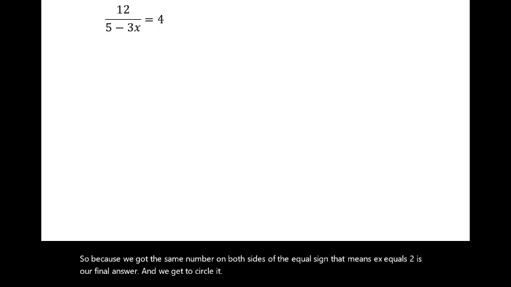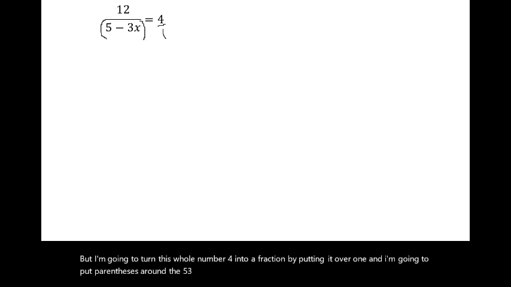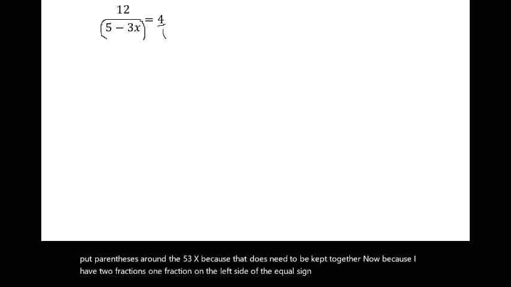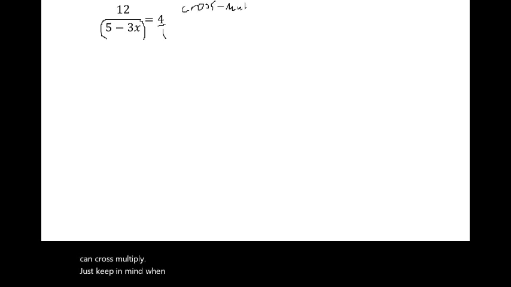So this next one is basically going to be a very similar idea. Remember, if you want to try this next one on your own before I go over it, just feel free to pause the video and then press play whenever you are finished. But I'm going to turn this whole number 4 into a fraction by putting it over 1. And I'm going to put parentheses around the 5 minus 3x because that does need to be kept together. Now because I have two fractions, one on the left side of the equal sign and one on the right, I can cross multiply. Just keep in mind when you cross multiply, you do need to put parentheses around that 5 minus 3x.